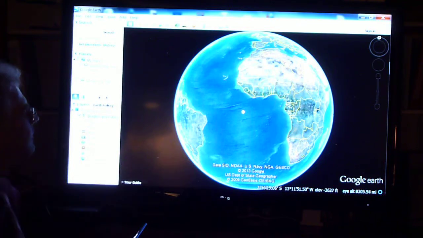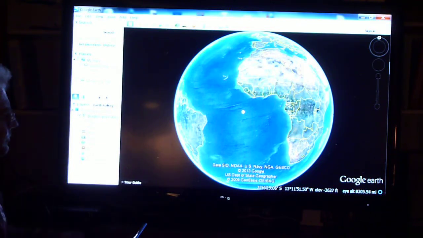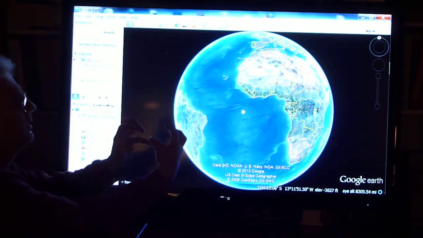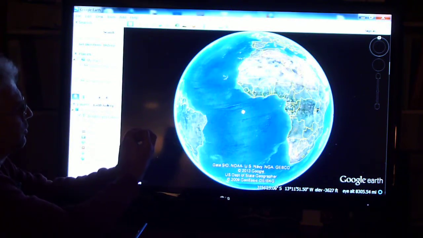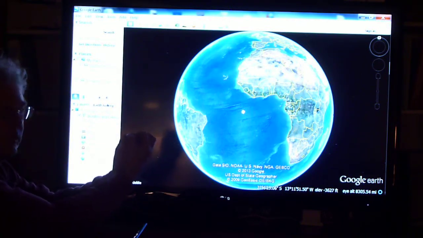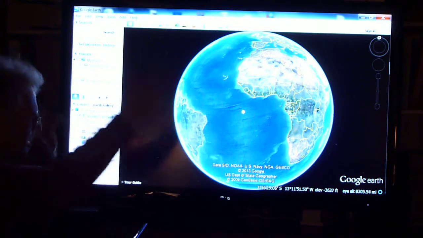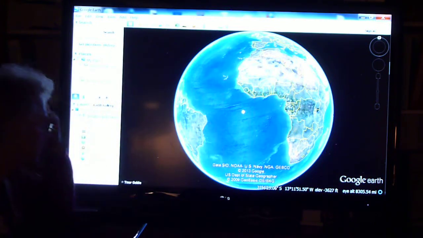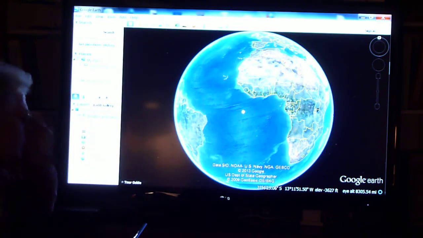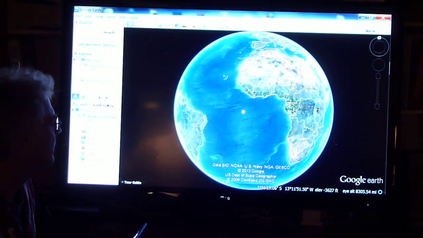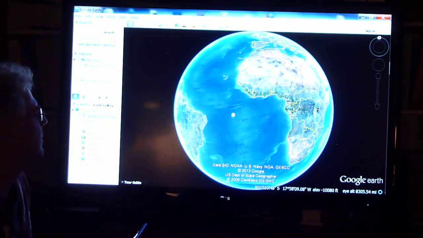The expanding Earth people, they would say that if the Earth was smaller, it would all fit together, and as the Earth got bigger, gained mass from somewhere or nowhere, it spread apart.